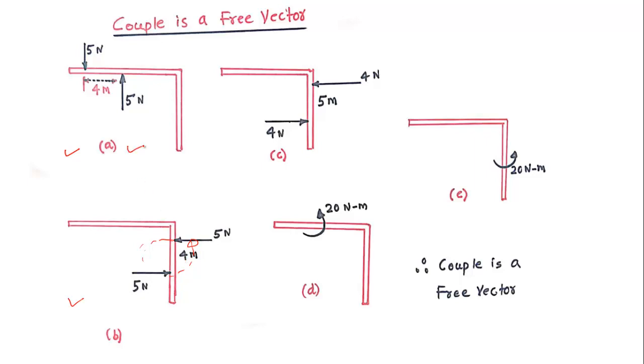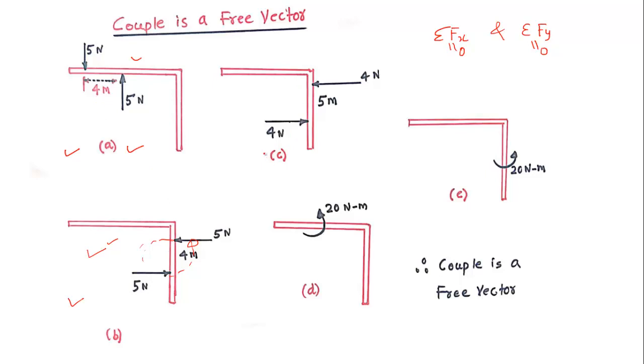So this diagram is also okay, this diagram is also okay. Both diagrams are same, because if I write summation Fx and summation Fy, both are 0. This is also 0, this is also 0 in this diagram, in this diagram, because they cancel each other. Here summation Fy cancel each other, here summation Fx cancel each other. The rotational moment is 20 Newton meter anti-clockwise.